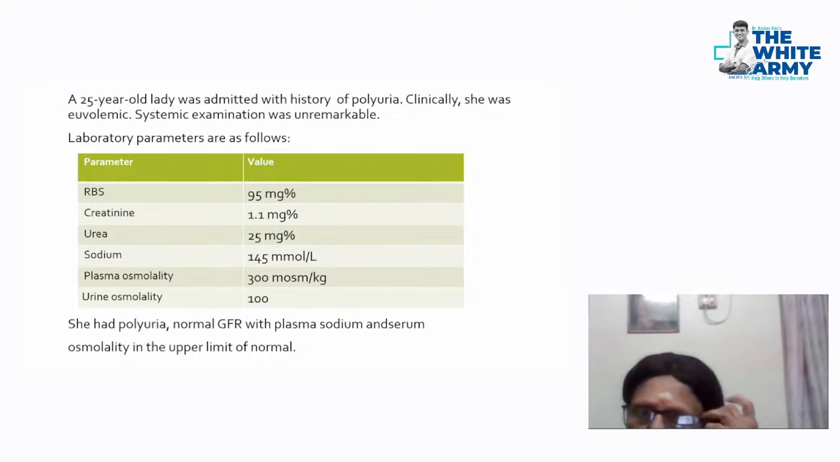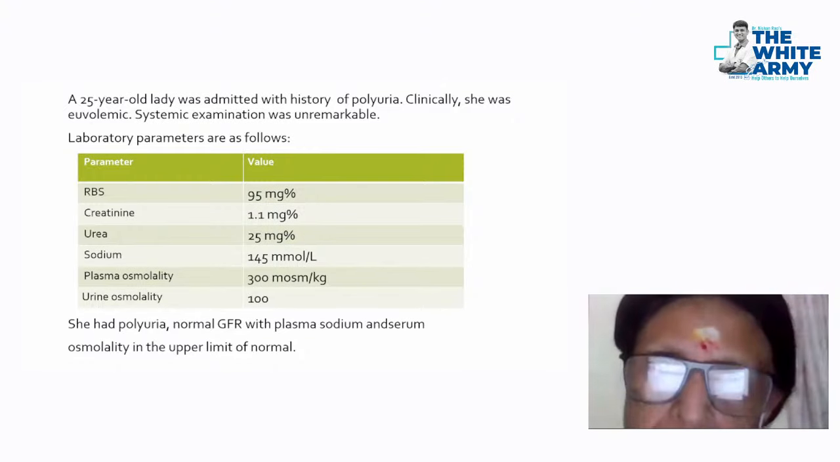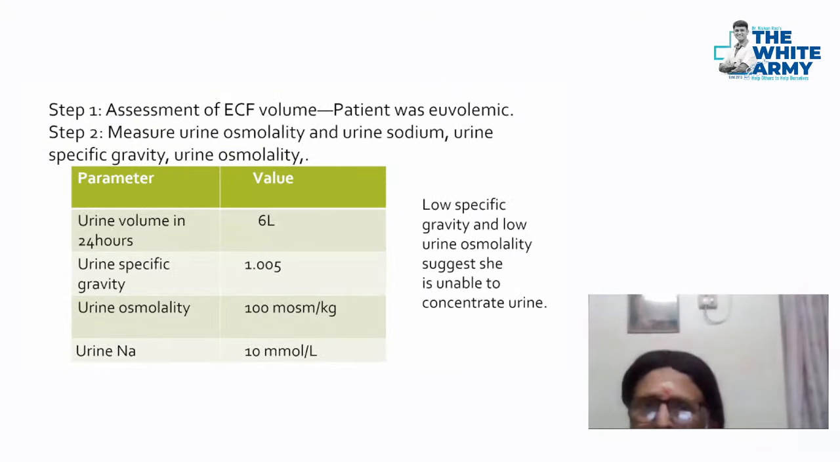So she had polyuria, normal GFR with normal plasma sodium, and plasma osmolality in the upper limit of normal. So the first step, as we said, is ECF volume, which is euvolemic. Measure urine osmolality, urine sodium, urine specific gravity. The urine osmolality was 100, urine sodium was 10, and 24-hour urine volume was 6 liters.